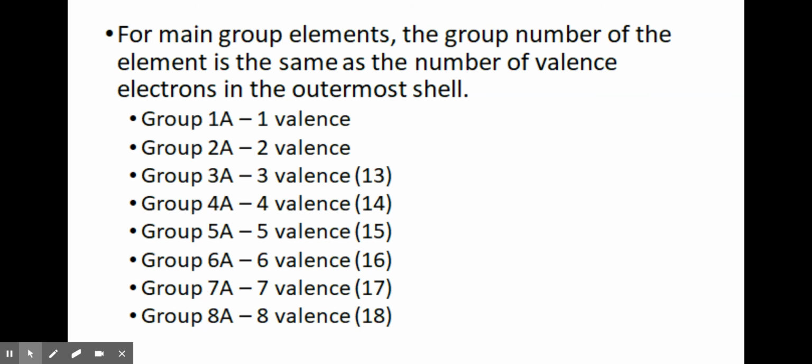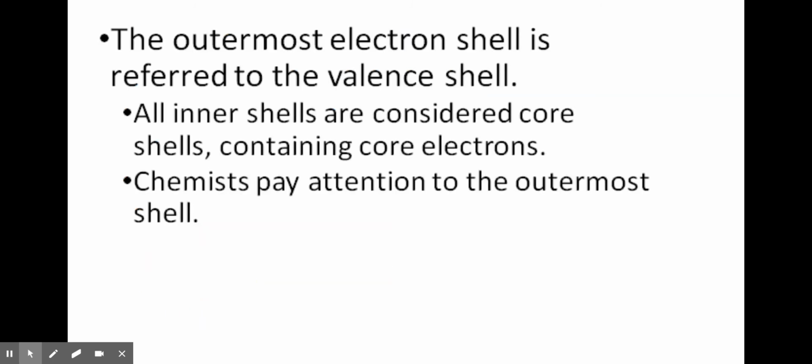All the way down. I like to tell my students a trick. If your periodic table is numbered 1 through 18, just pay attention to whatever number is in the ones place, okay? And that will tell you how many valence electrons you have. The outermost electron shell is referred to as a valence shell. So anything inside is considered core, and we call these core electrons, okay?